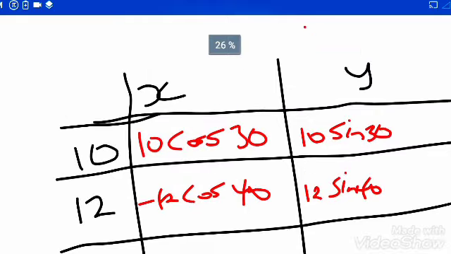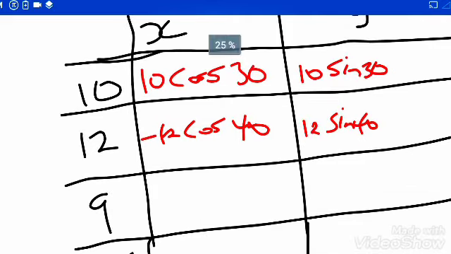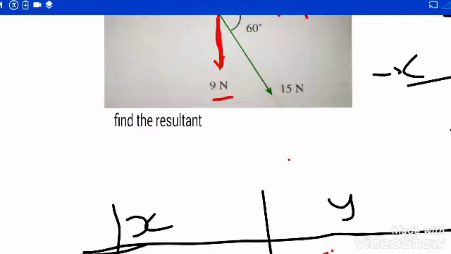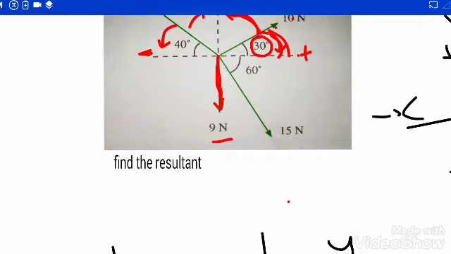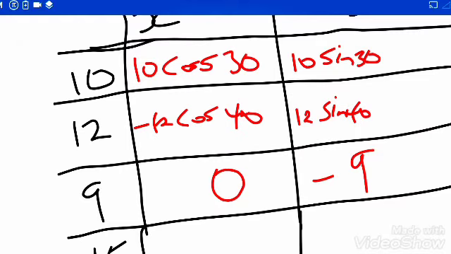Okay, the next one is 9. You can see 9 is directly on the y-axis. Because it is directly on the y-axis, I don't have to resolve it. I'll put it there in the y-axis, and there's going to be 0 under the x component. Now notice this 9 is in the negative y, so I'll come here and put my minus.